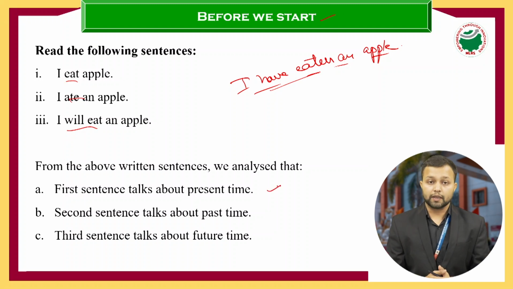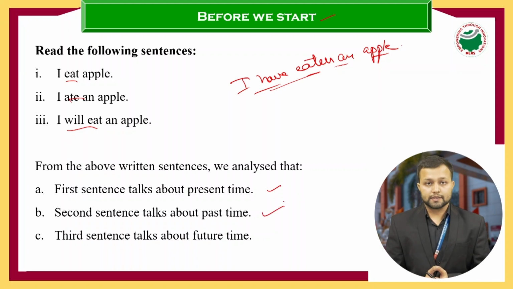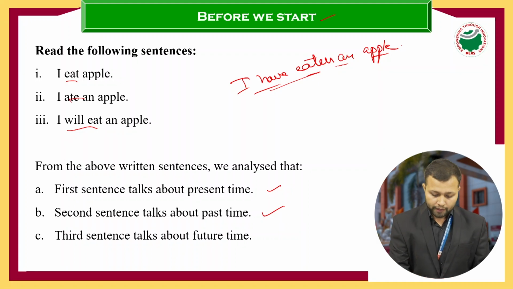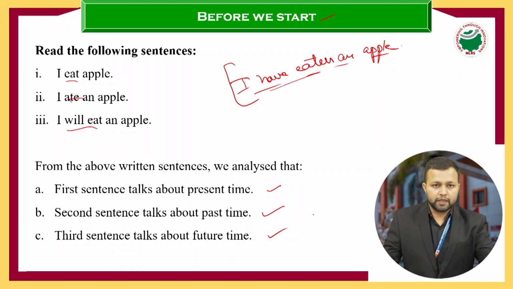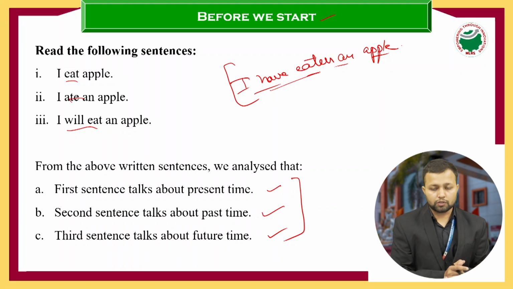The first one is in present time: I eat an apple. The second one is in past time: I ate an apple. And the third one, I will eat an apple, is in future time, and I have eaten an apple will be in recent past. I have just eaten an apple. So you might understand that by giving the example of these sentences, I am talking about the time when some action happens.